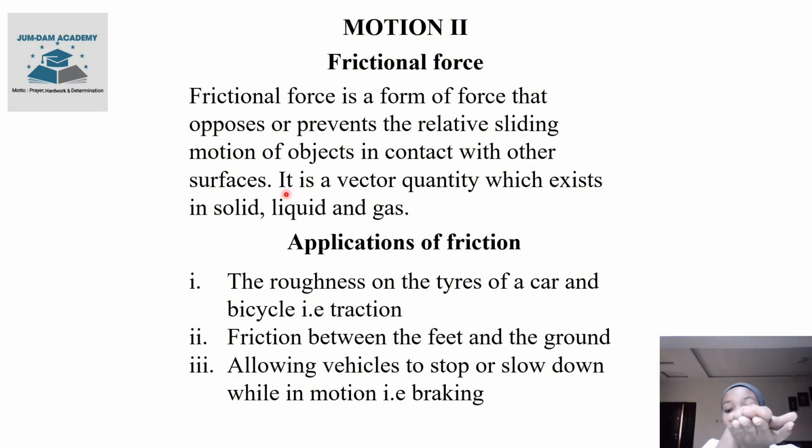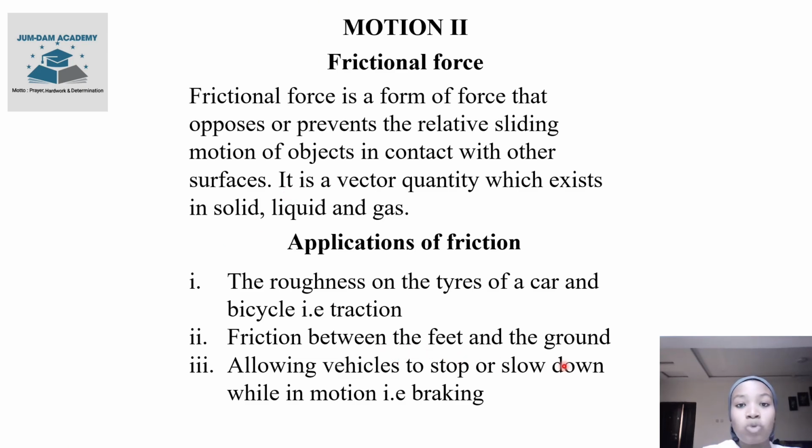So that is frictional force. It prevents sliding of objects in contact with other surfaces. And this force is very, very important because of the roughness of the tire of a car or bicycle. If you look at the tire of a car or a bicycle, you can see that the surface is not smooth. So it is rough, and because of this roughness, the tire helps the car to move on the road. If the road is smooth and the tire is smooth, it will just be sliding and there will be no control of movement.